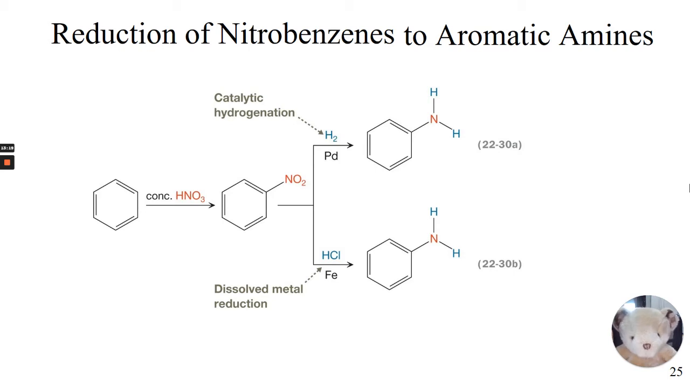Really what you need to be focusing on is just that H2 and a metal, palladium or platinum, or for that matter nickel, will do a reduction of pretty much anything except the benzene ring. Note the benzene ring is not getting reduced. Right? To do that, we'll have to move on to a different reagent, and we'll see that I think in the last video of the lecture sequence. Right? So now we have our reduction of nitrobenzenes to aromatic amines.